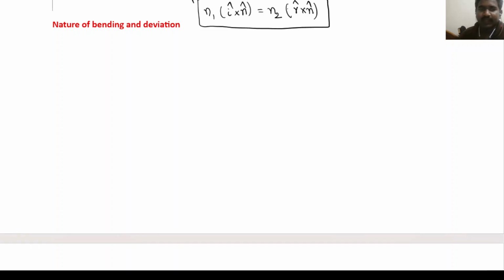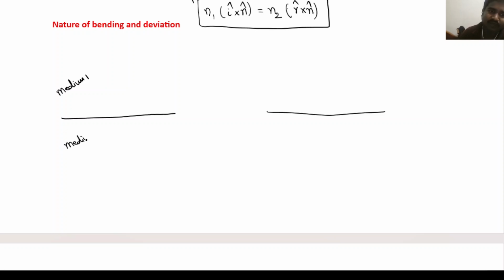Next, see the nature of bending and deviation. Before going to discuss this, we need to define the media. Let us say, for example, medium one and medium two. Let the refractive index of medium one be N1 and the refractive index of medium two be N2.